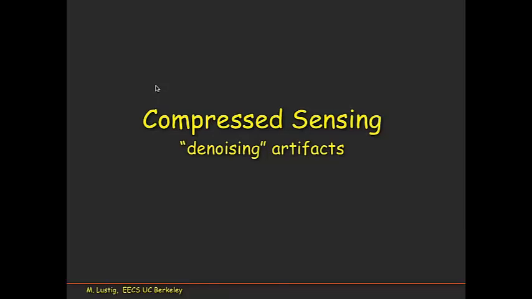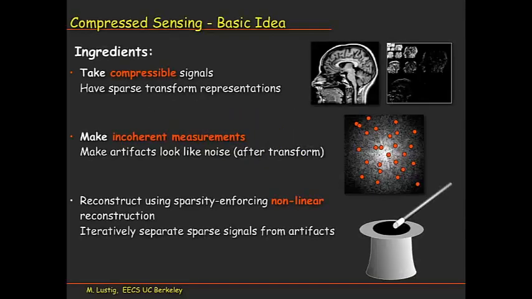Now, when we subsample signals, we get aliasing. But what if we can create that aliasing to look like noise? Maybe then we can use this idea of sparse models or modeling the signals such that we can remove the aliasing or remove the noise using denoising techniques. And this is really the idea behind compressed sensing, is really denoising the artifacts.